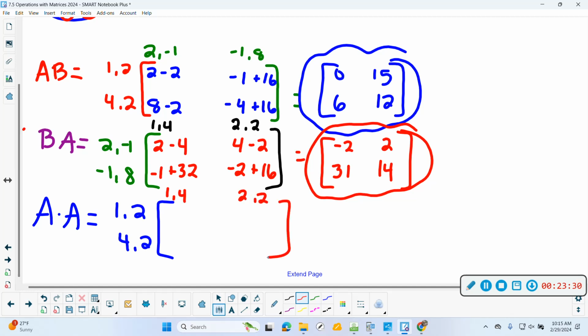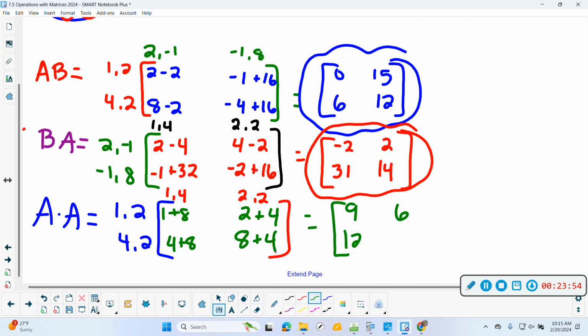And then I'm just going to take it away and start multiplying and combining. Okay, 1 and 1, 2 and 4. I'm going to have 9 for my first entry. 4 and 1, 2 and 4. You guys are already done? 1 and 2, 2 and 2. And then 4 and 2, 2 and 2. Got it. Okay, any questions on the A squared?